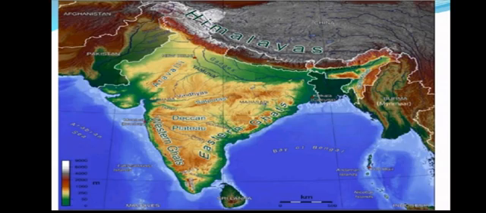Here you can see the physical map of India. One is the political map, in which you can see the different states and union territories, but here on your screen is your physical map of India, where you can find the plateau region, desert, plains, mountains, coastal areas, islands, everything you can see.